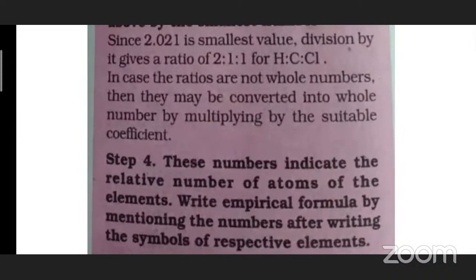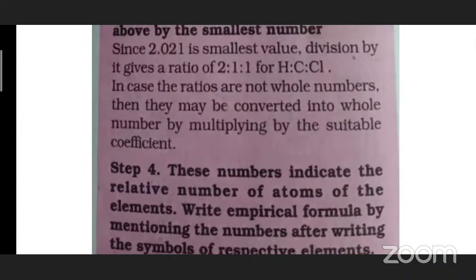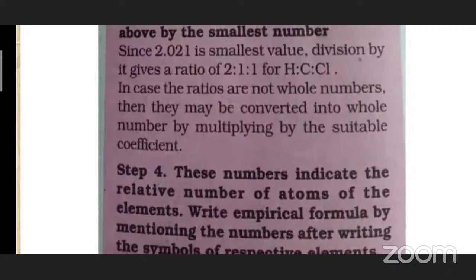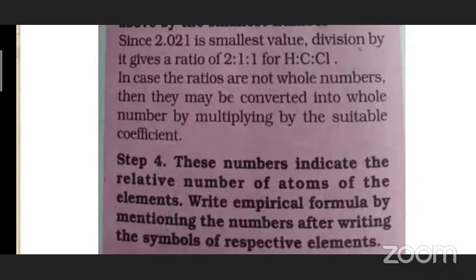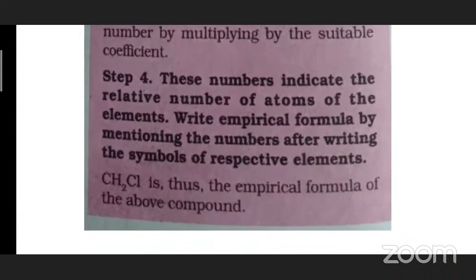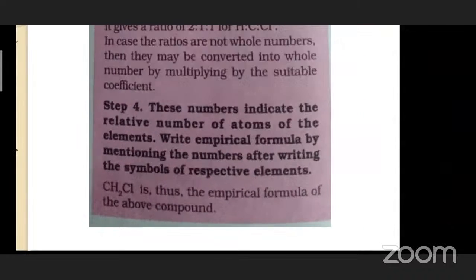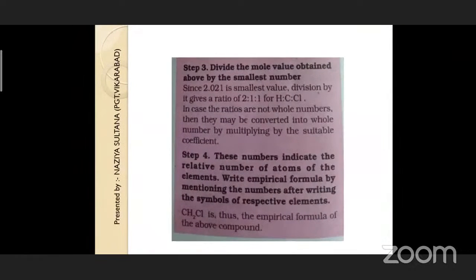Then after dividing with the smallest value, we will be getting the ratio of the elements. These numbers indicate the relative number of atoms of the elements. By using that we have to write down the empirical formula. Once we get the ratio, that is the empirical formula. And in the problem, the molecular weight is given.